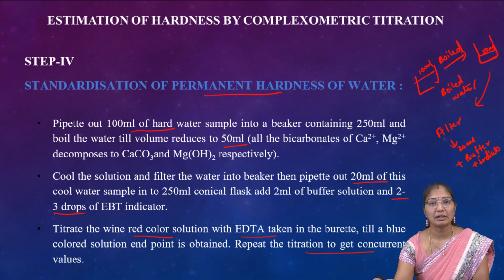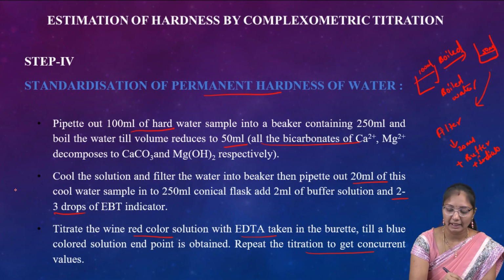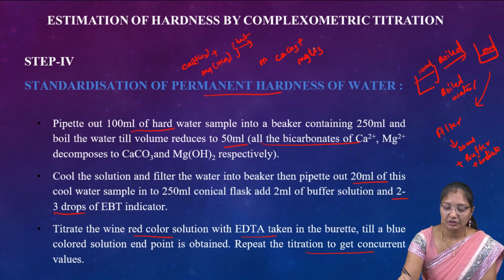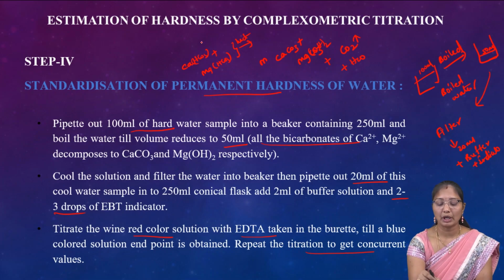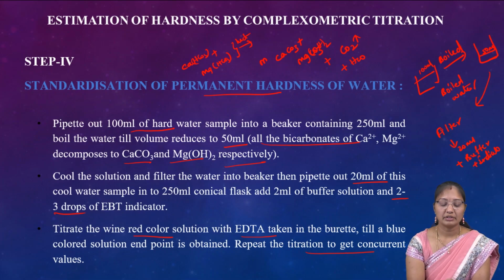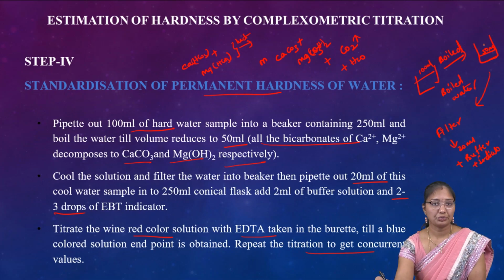Why are we boiling? Because all the bicarbonates of calcium and magnesium decompose. Calcium bicarbonate, Ca(HCO3)2, or magnesium bicarbonate, Mg(HCO3)2, when heated, convert to calcium carbonate and magnesium carbonate or magnesium hydroxide, releasing CO2 plus H2O. This is what happens in the boiling of this water. The calcium and magnesium bicarbonates decompose to calcium carbonate and magnesium hydroxide respectively. When we filter, all these salts are removed, and this water is then used for titration.